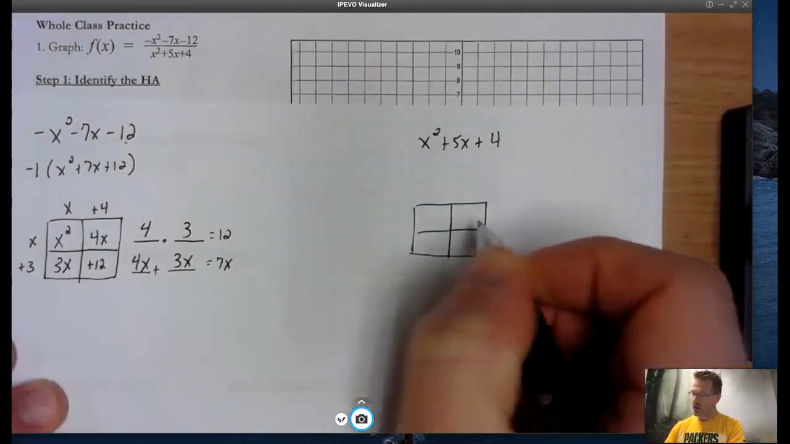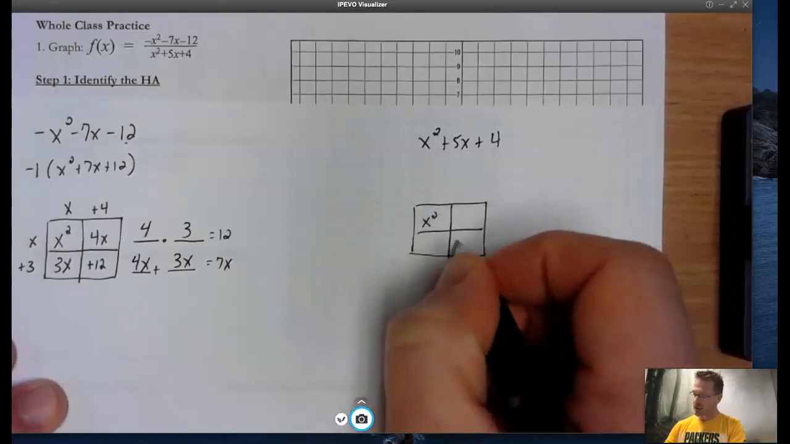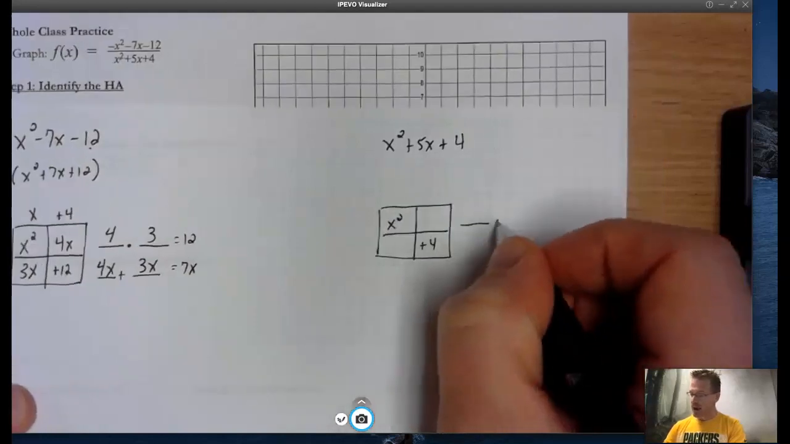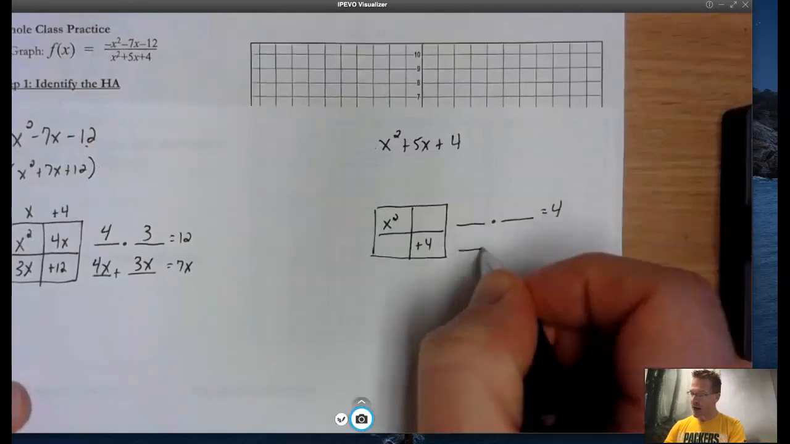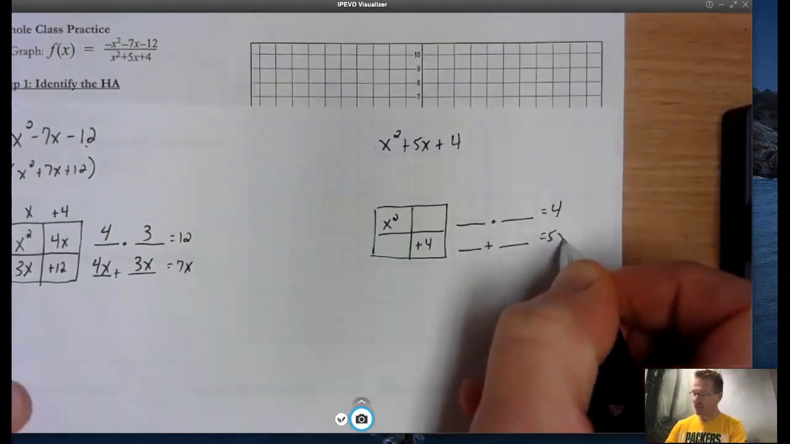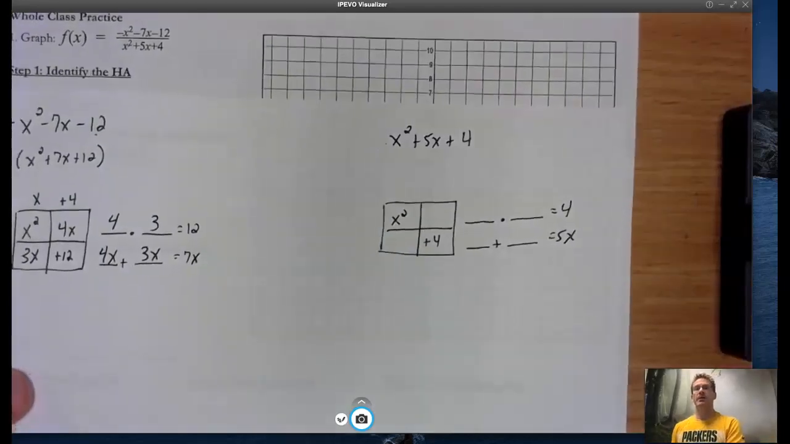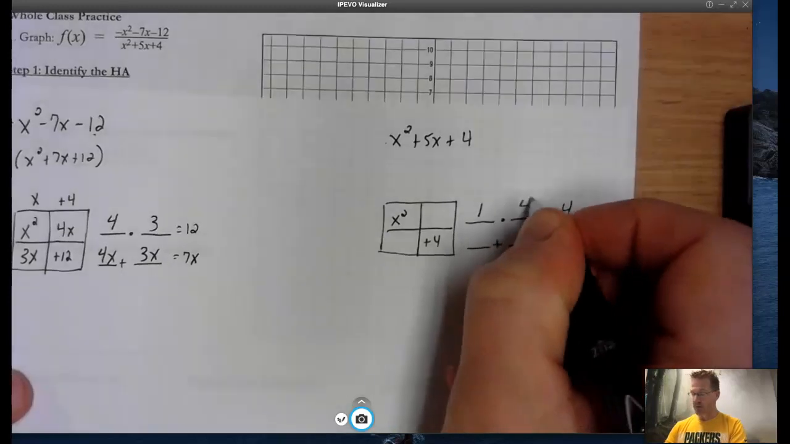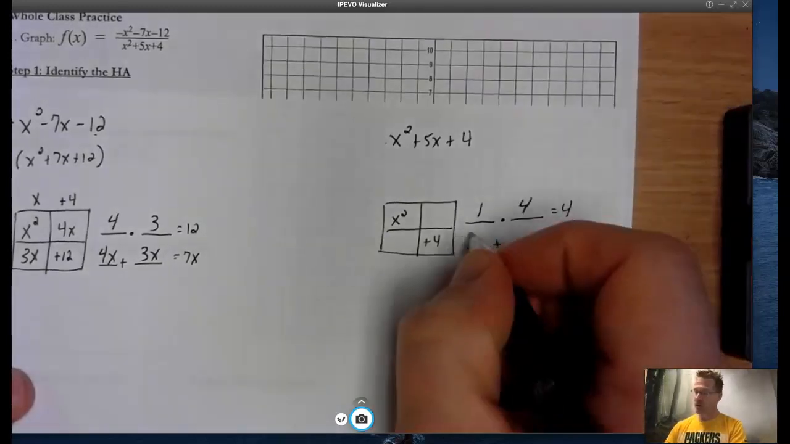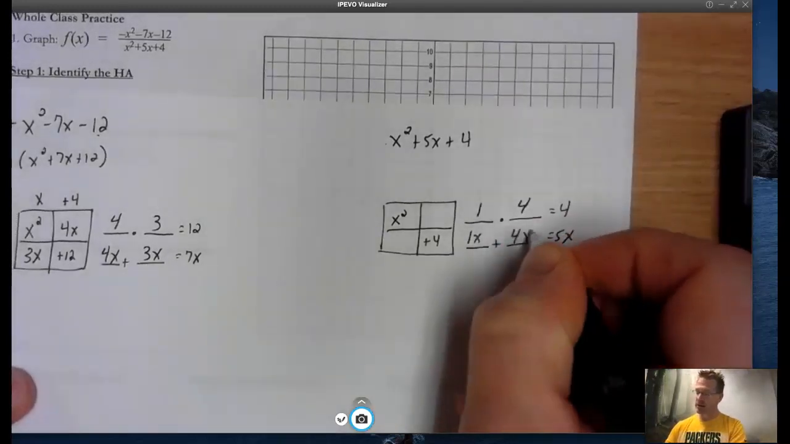All right, once again, a term, c term. We're going to do a times c, so 1 times 4 is 4, and we have to add to get that middle term of 5x. So when I look at this, it's going to be 1 times 4 is 4, and then 1x plus 4x is 5x.